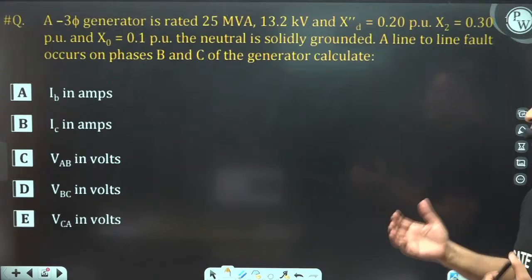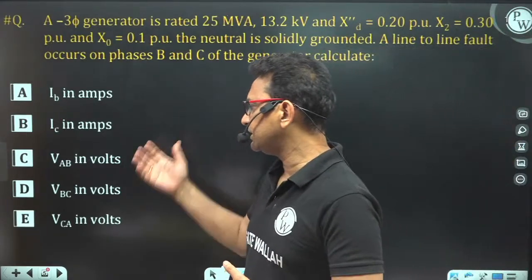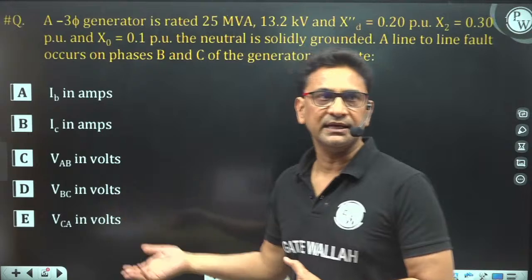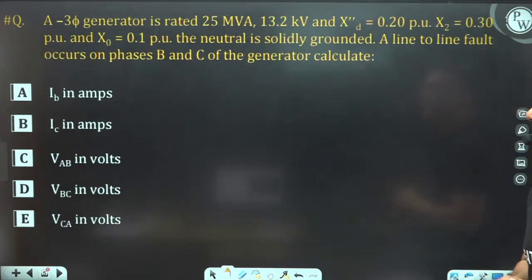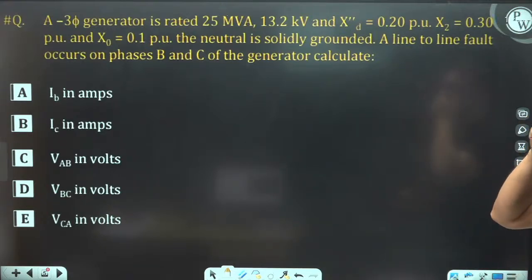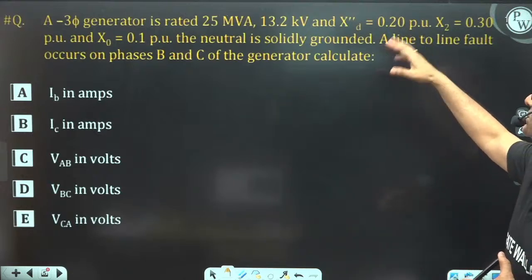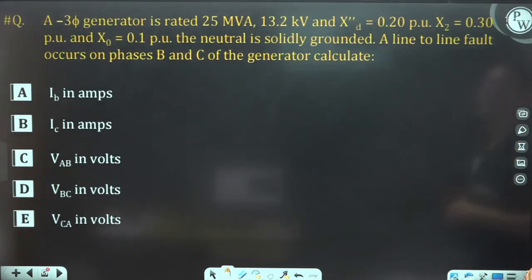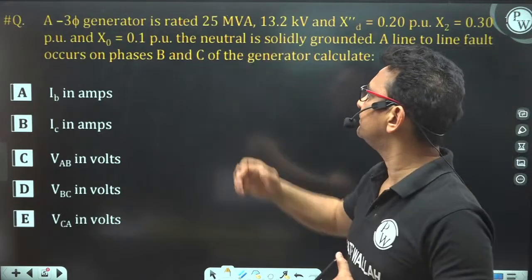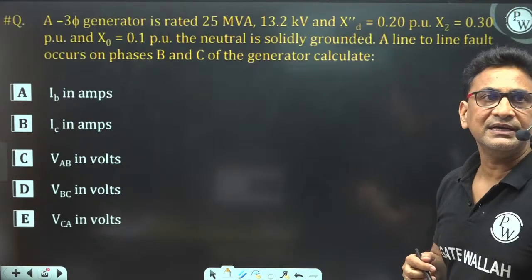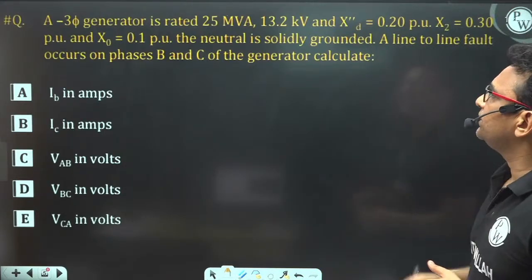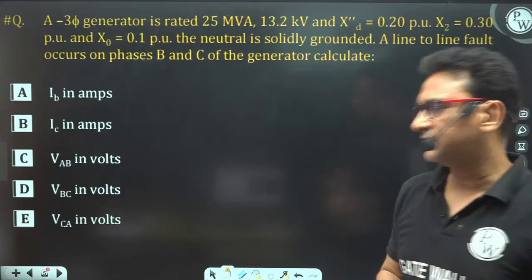In this question we will find out every parameter: the value of current, the phase voltages and the line voltages. A three-phase generator is rated at 25 MVA and 13.2 kV. The MVA and the kV of the generator are given. The positive sequence sub-transient reactance is 0.20, the negative sequence reactance is 0.30, and the zero sequence reactance is 0.10. The neutral is solidly grounded. A line to line fault occurs between the B phase and the C phase.